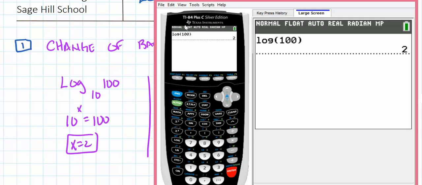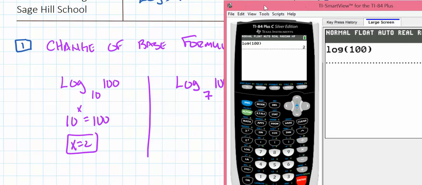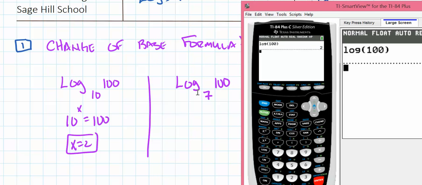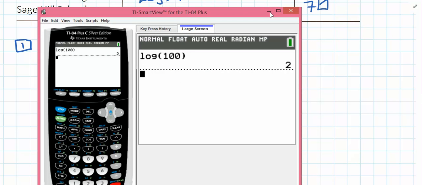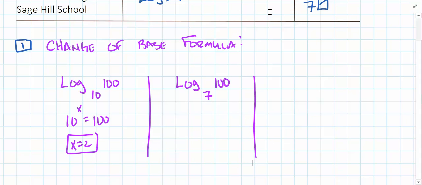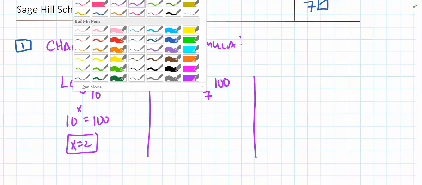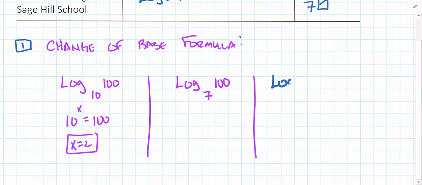Okay, so then how do we evaluate logarithms where the base is not a 10? I'm going to teach you two ways. I'm going to teach you the change of base formula, and then I'm going to show you what your calculator can actually do, okay? So the change of base formula simply says this, that if you have a log with a base of a of b, so log base a of b, it can be expressed as the log base 10 of b divided by the log base 10 of a.